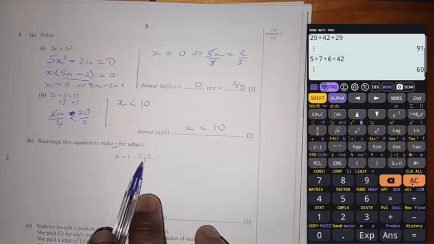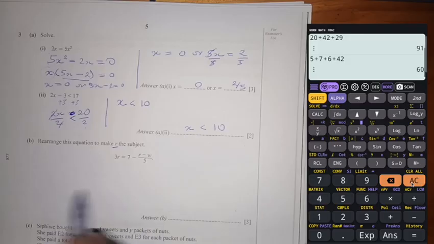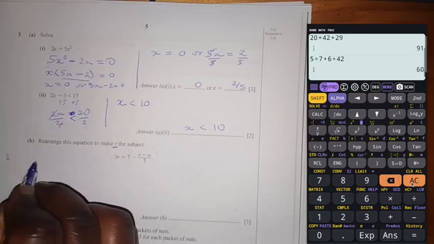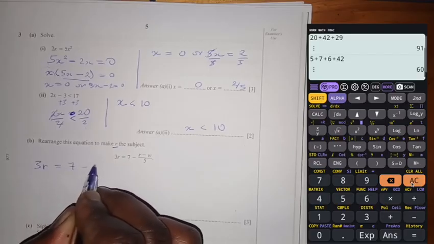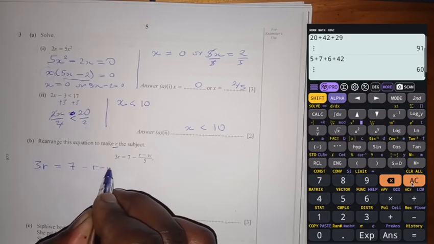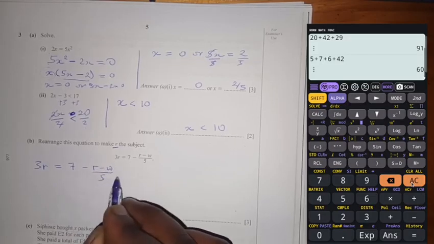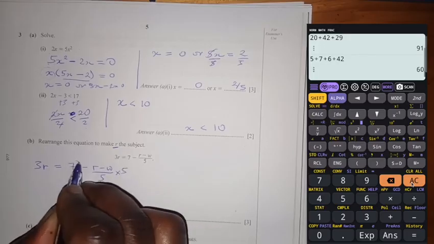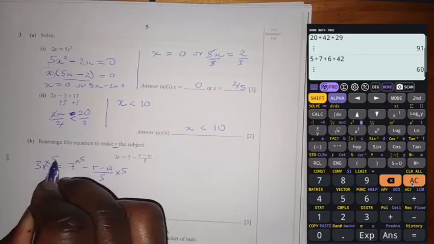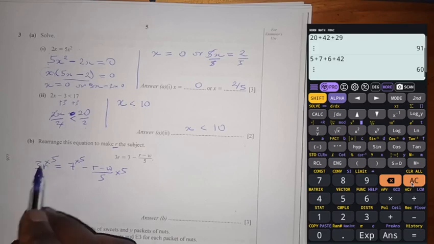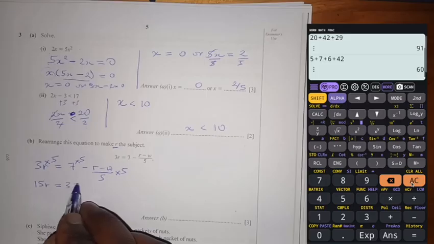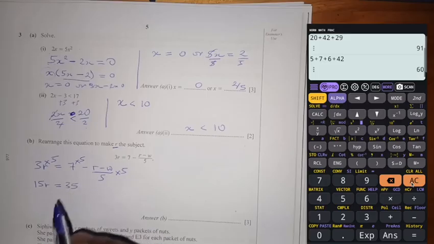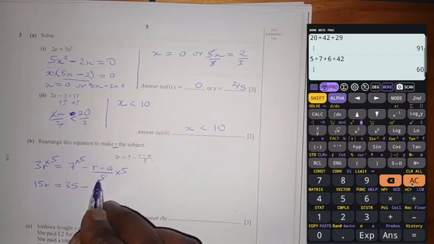So now, first things first, we don't like dealing with denominators. Multiply every term by 5. So 3r equals 7 minus (r minus w) over 5. Multiply this term by 5, this term by 5, and this term by 5. So 3r times 5 gives me 15r. This is equal to 7 times 5, which is 35. And then this and this cancel.